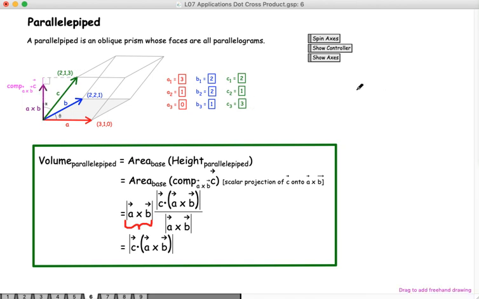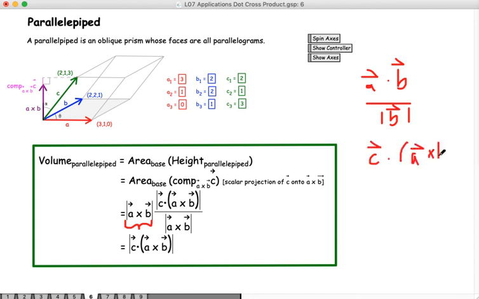Because it's a scalar projection, I'm just going to remind you, if we project A onto B, not this A and this B, but in general, if we project A onto B, it's A dot B divided by the magnitude of vector B. So what we're doing is projecting vector C onto A cross B. So then I'm going to need to take that and divide it by the magnitude of A cross B. So this little bit here that I've shown you, that's how you find the height. The height is created by projecting vector C back onto vector A cross B.